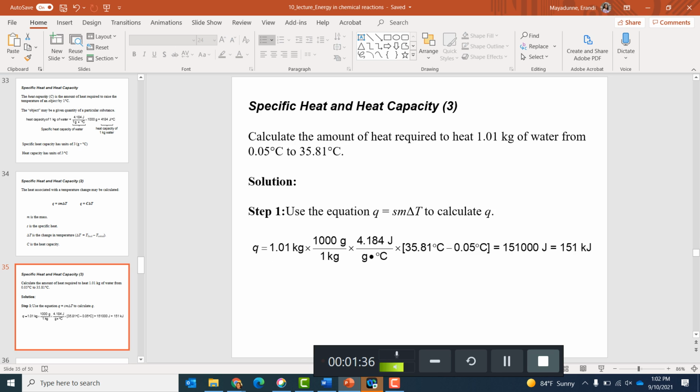I have a question. Calculate the amount of heat required to heat 1.01 kilograms of water from 0.5 to 30.81. So you get the mass, you convert it to grams because it's always given in grams, and you use the heat capacity and the temperature change. Then you get this number and convert joules to kilojoules.